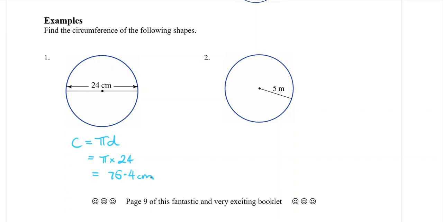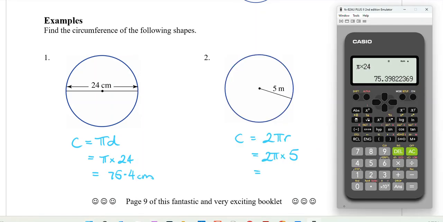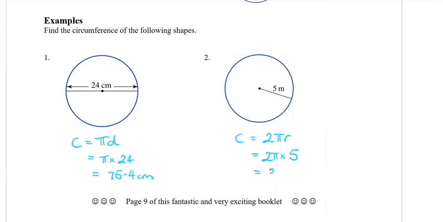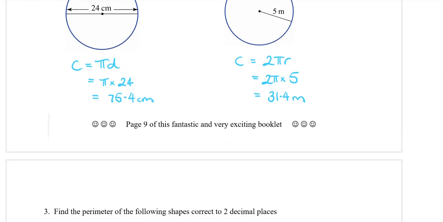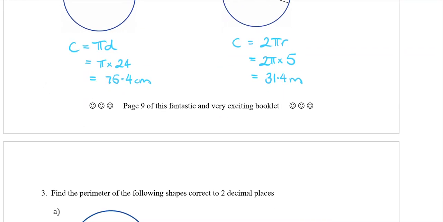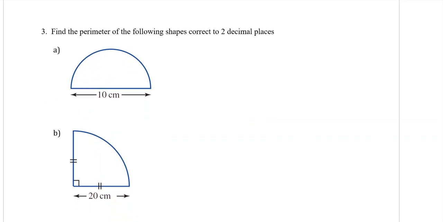Question 2. Is that 5 a radius or a diameter? A radius. So what's my formula this time? Correct. So second line, sub in 2 pi times 5, because the radius is 5. In the calculator, 2 pi times 5 equals 31.4 meters. Okay, that would be the main type of question.